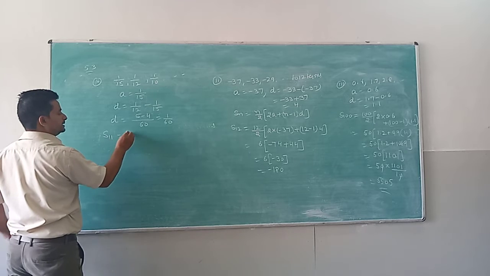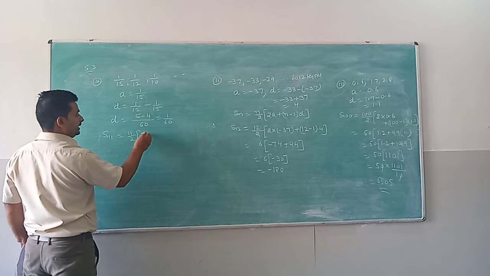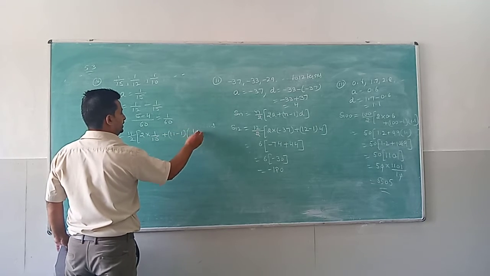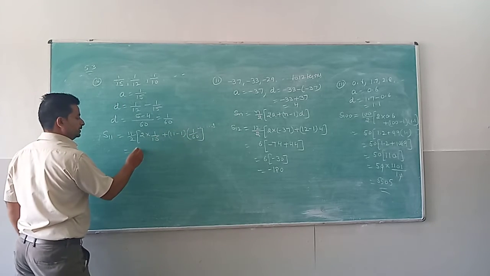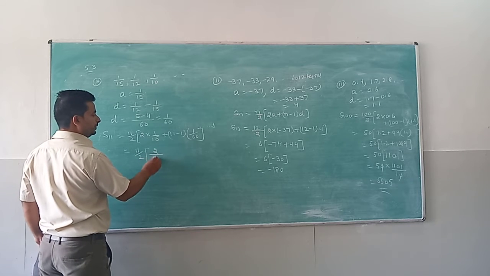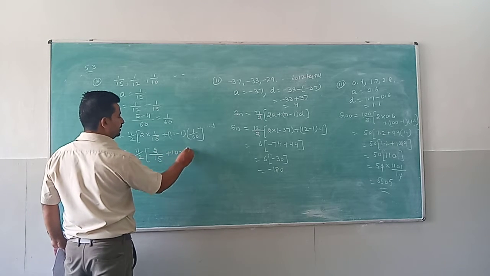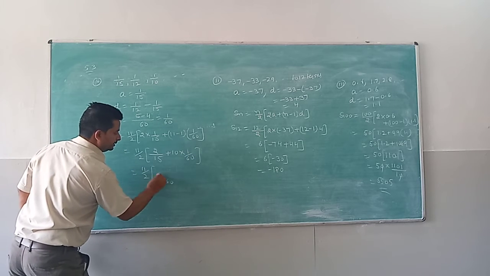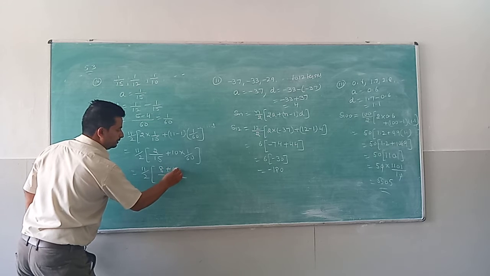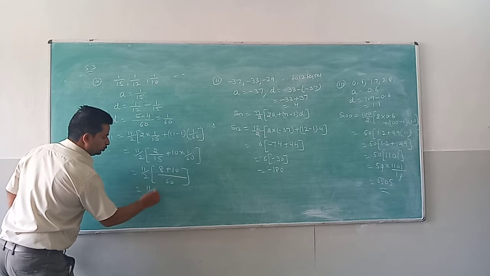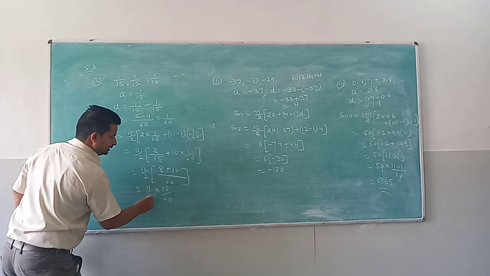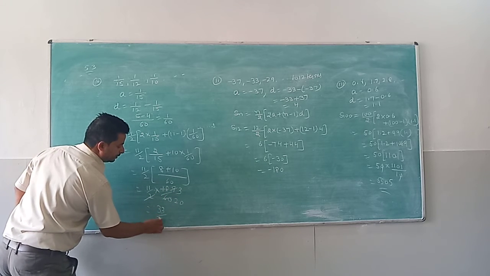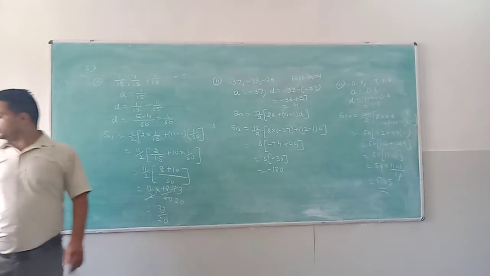So S11 is 11 upon 2. The value of a is 1 by 15, plus 11 minus 1, d is 1 by 60. So it's 11 upon 2 into 2 upon 15 plus 10 into 1 upon 60. When we take the LCM as 60, 4 plus 10, so 11 by 2 into 18 by 60. This cancels out as 9. This is 20. So 33 by 20 is the sum of this AP.